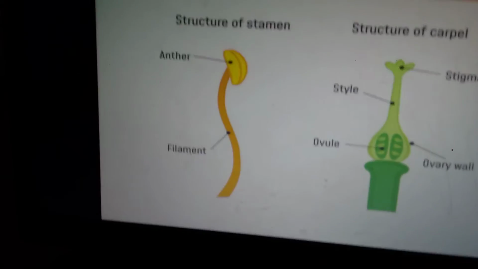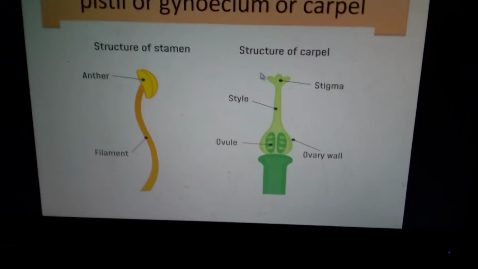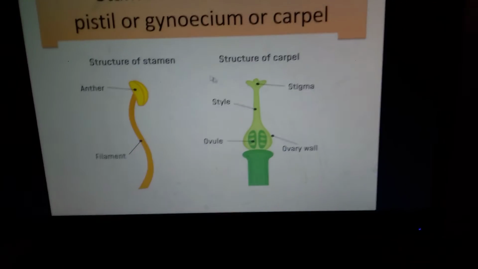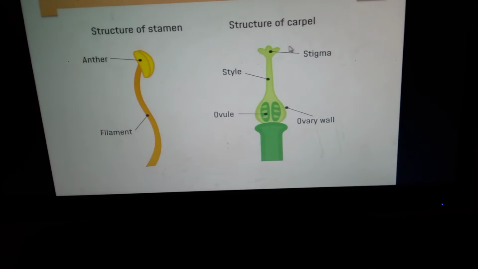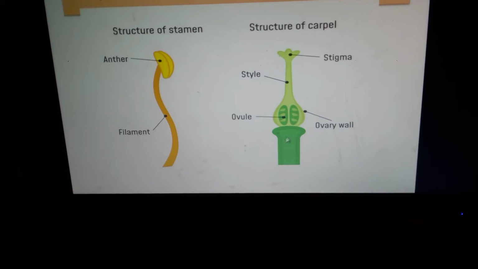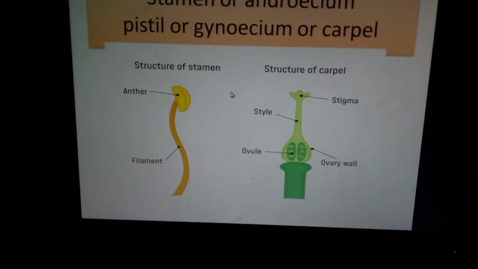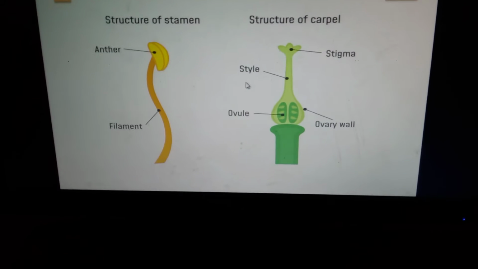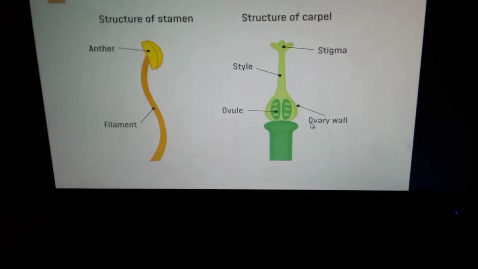Structure of stamen. This is the anther and this is the filament. And this is the structure of carpel or gynoecium. This is the style. This is the stigma. This is the ovary wall. This is the ovule. I repeat, this is the stigma, this is the style, this is the ovule, and this is the ovary wall.